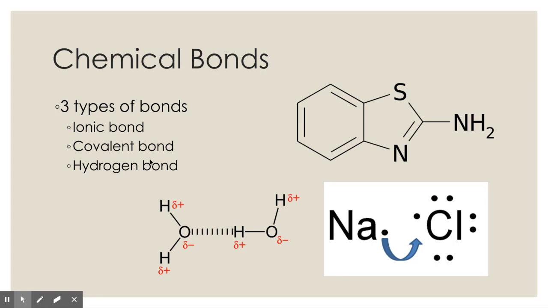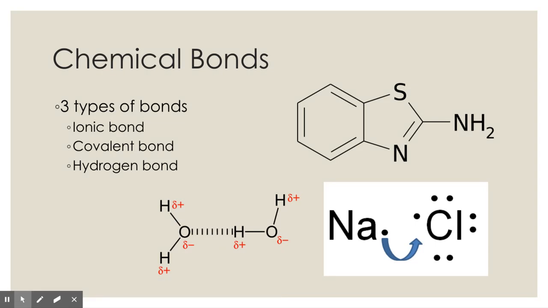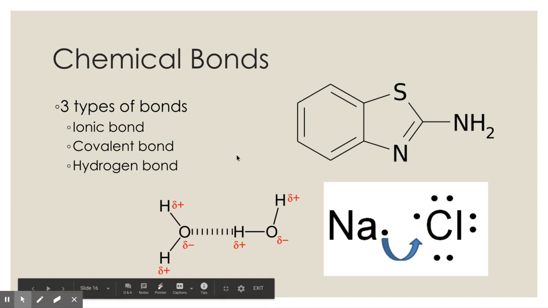And then we have what is called a hydrogen bond. And this is very important in the human body with water because there are these very weak attractions to these slightly charged parts of the molecule. And we're going to dive much deeper into all three of these bonds. But here is an example of that hydrogen bonding.